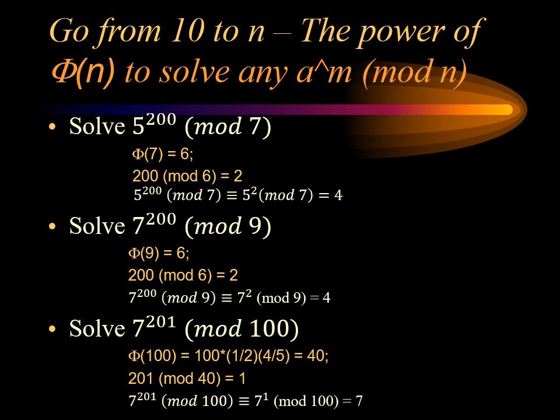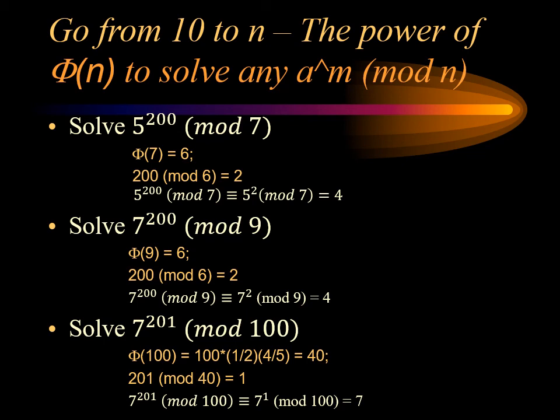So you look at the power there, the power is 201, and 201, when you apply mod 40, is equal to 1, which means that we can simplify 7 to the 201st power, and it's congruent to 7 to the first power, modulo 100. So very interestingly, the last two digits of 7 to the 201st is actually 07. That's a very powerful computation out there.